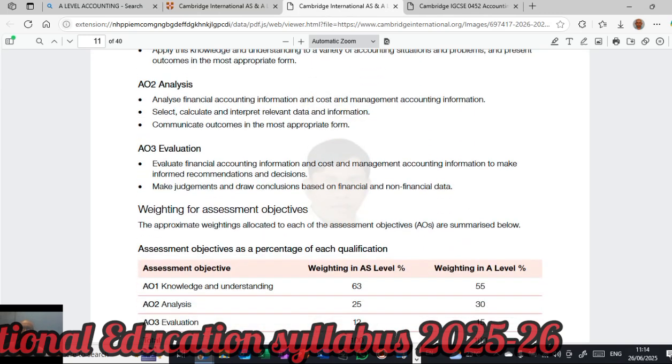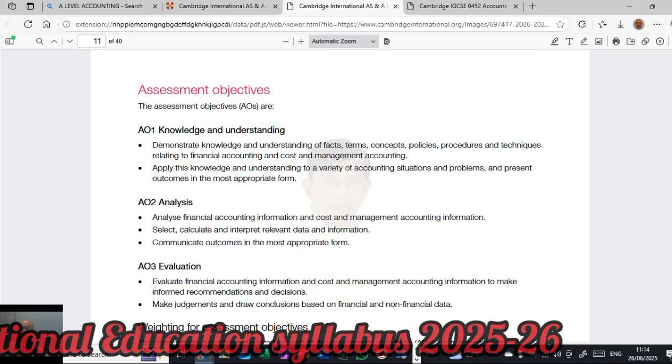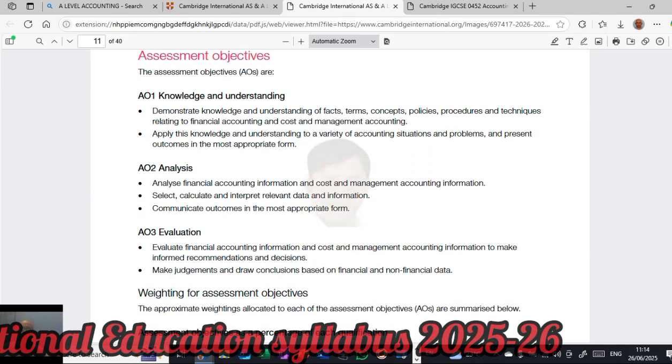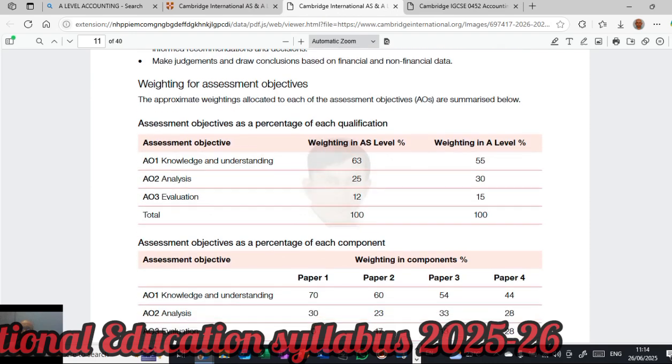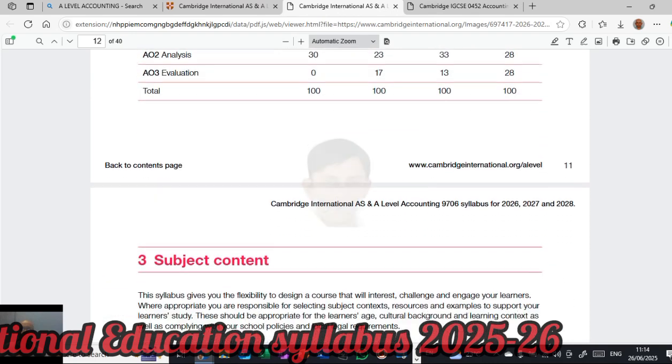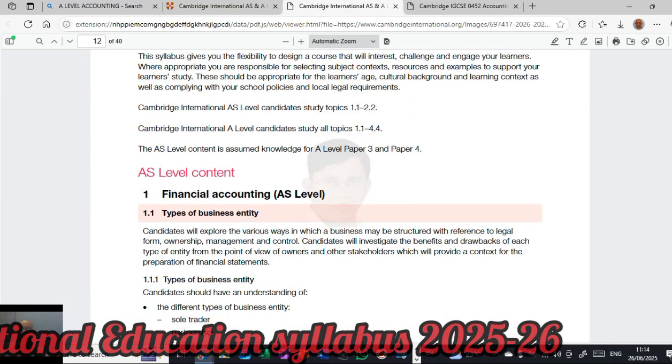So there are three stages for you to learn the subject. One is knowledge and understanding, the first thing, then analysis and capability, then evaluation skills. So all these things are required. To understand this, your basic conceptual skills should be very strong. So conceptual skills, application of conceptual skills, is very much important.